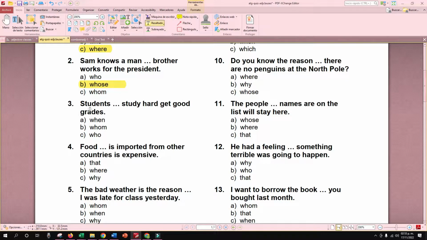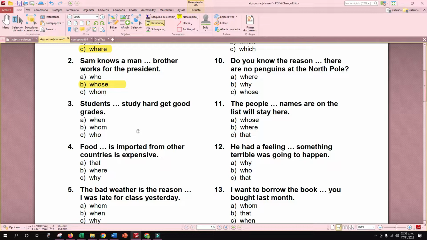What about 3? Students, blank, study hard, get good grades. A, B, or C? Which could be the answer there?